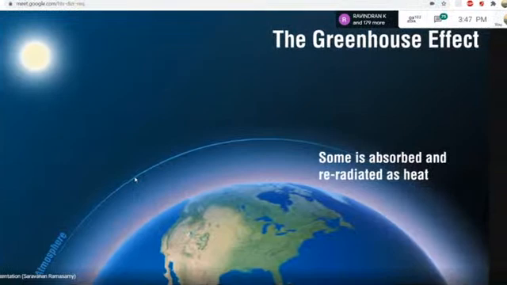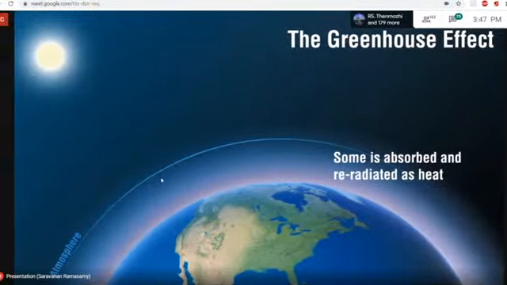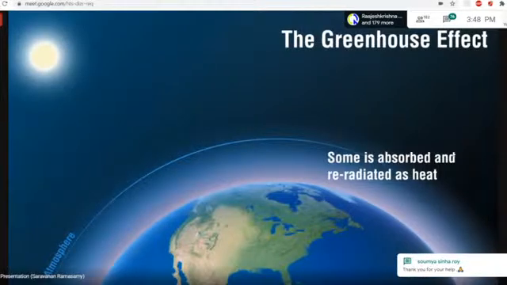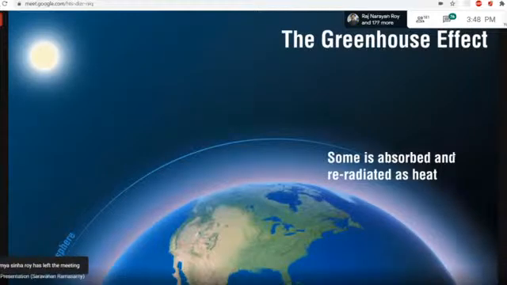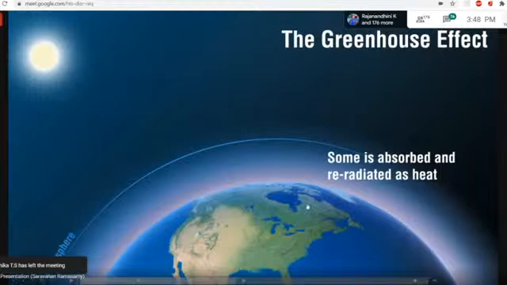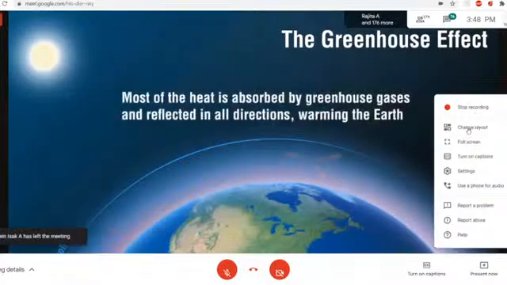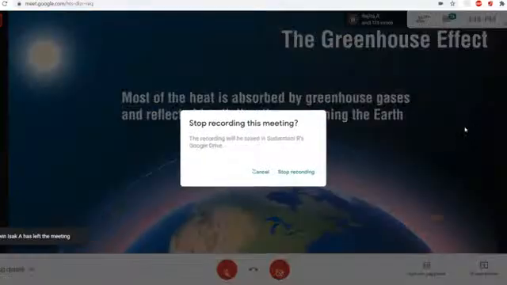What happens in the night? The bike or your car cools down, right? What happens to the heat? It receives the heat from the sunlight during the daytime, and in the nighttime, it radiates the heat energy back into the atmosphere. Those greenhouse gases in the atmosphere receive that heat from the surface of your materials or the land. So most of the heat is absorbed by the greenhouse gases and reflected in all directions. That is what causes global warming.